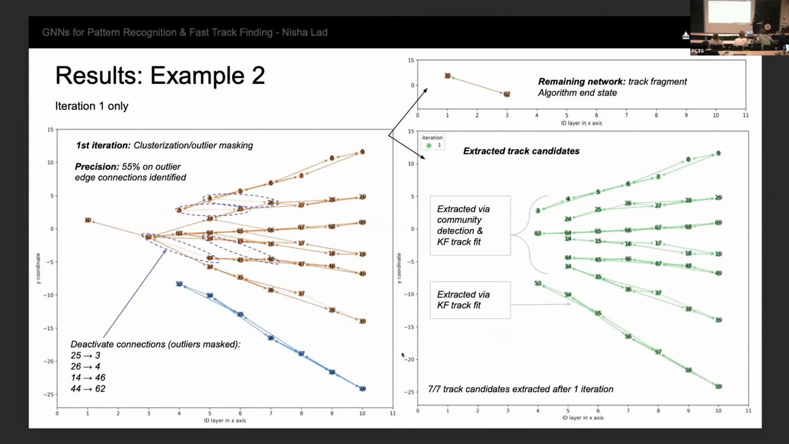This is a second example, another simulation on the toy model, where again the CCA has done 2 separations of the simulation, and after the Gaussian mixture reduction and clusterization, we see some of these connections have been grayed out. Then applying the track splitting onto this, we see that it successfully extracted seven tracks, with a small remaining fragment at the top.